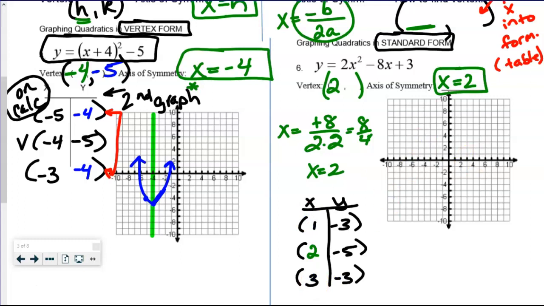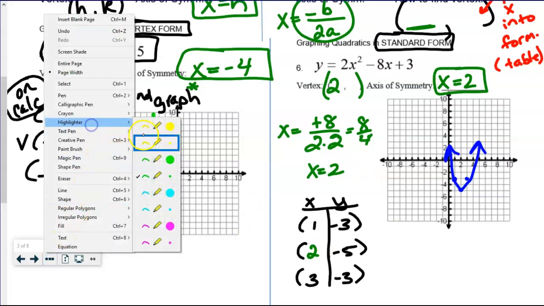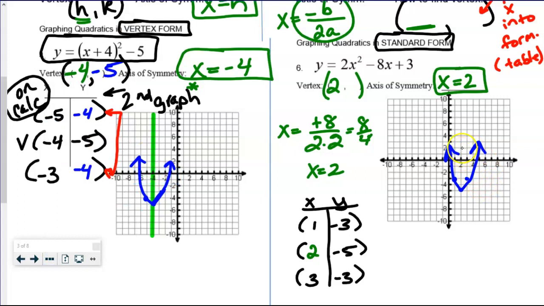So then we plot. Alrighty, 1, negative 3. You know what I didn't do though? I should have drawn in my axis of symmetry, but that's okay. I'll get this done next. And then 3, negative 3. So we do have a skinnier parabola. I do see the axis of symmetry at the line x equals 2. So that's all working out. The axis of symmetry at x equals 2 is something I also want to see on your paper.